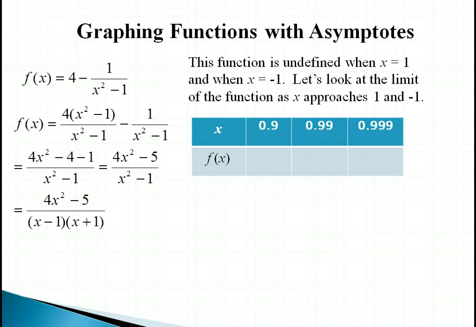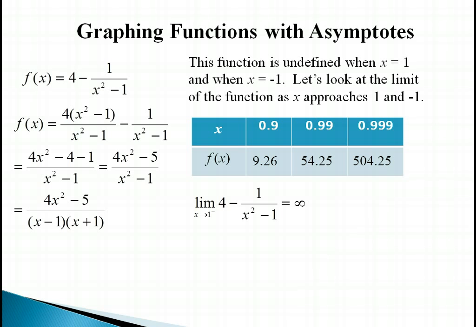So we're going to plug in some values, first of all, that are very close to 1. And I chose 0.9, 0.99, and 0.999. And as you can see, as we close in on 1, the numbers are going toward positive infinity. And we're closing in on 1 on the left side of it. So as we close in on 1 from the left side, the graph is going toward positive infinity.